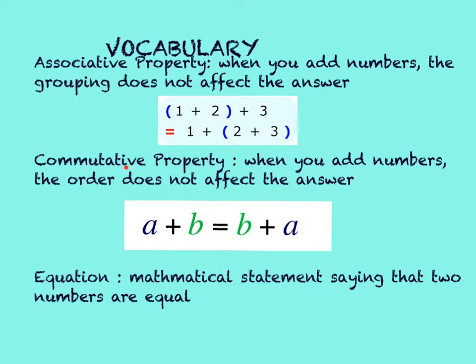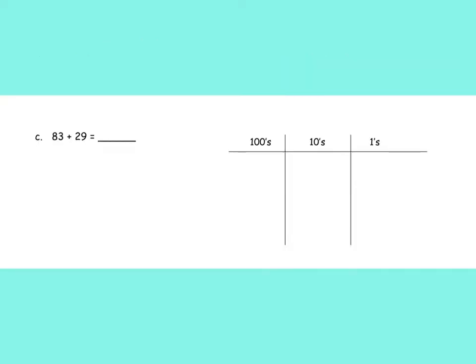The next term is the commutative property. This is when you add numbers, the order does not affect the answer. As you can see from the picture, if you add A and B, it equals the same answer as if you were to add B and A. Our final term is equation. This is a mathematical statement saying that two numbers are equal. Now we'll look at some problems.